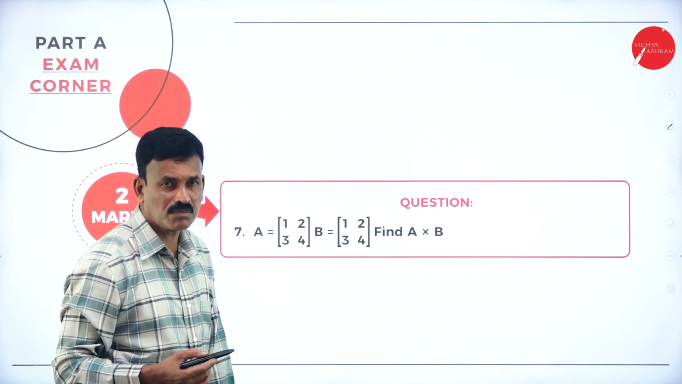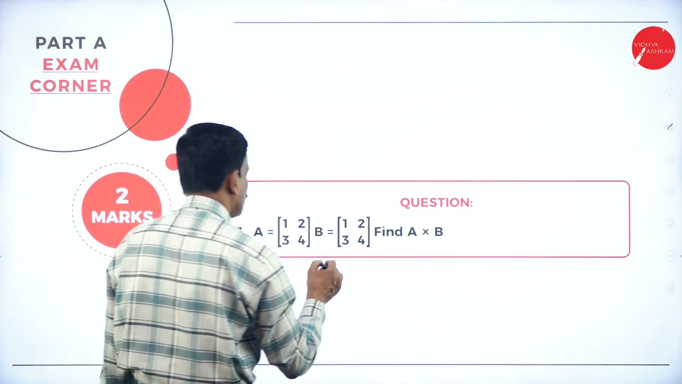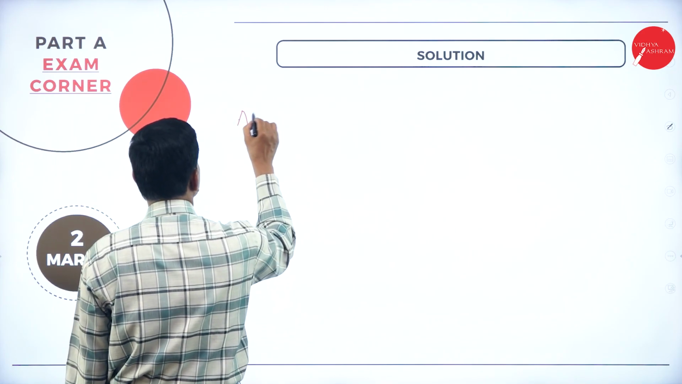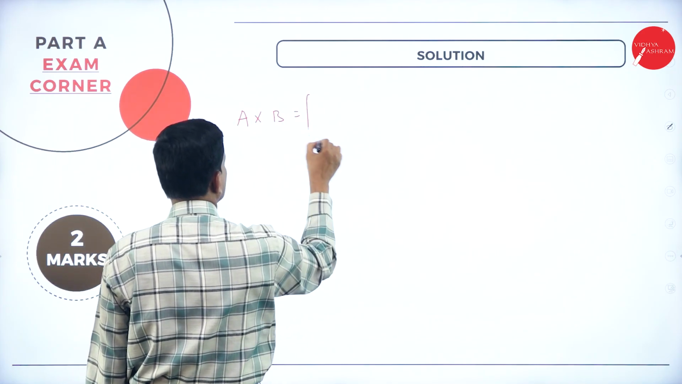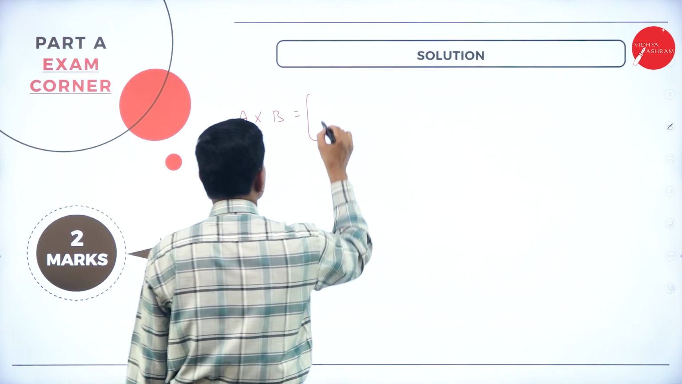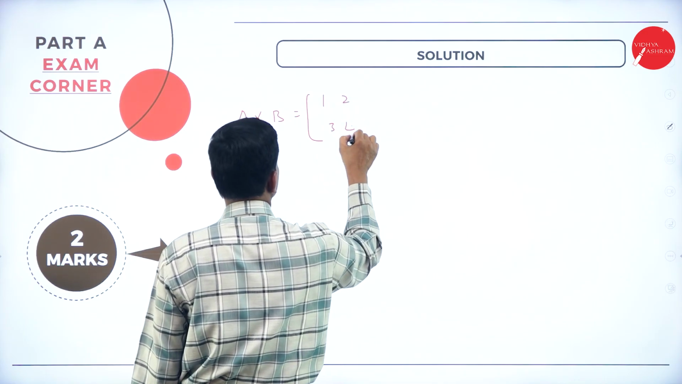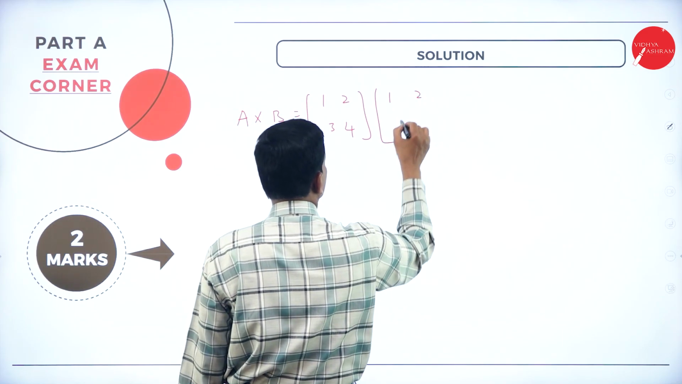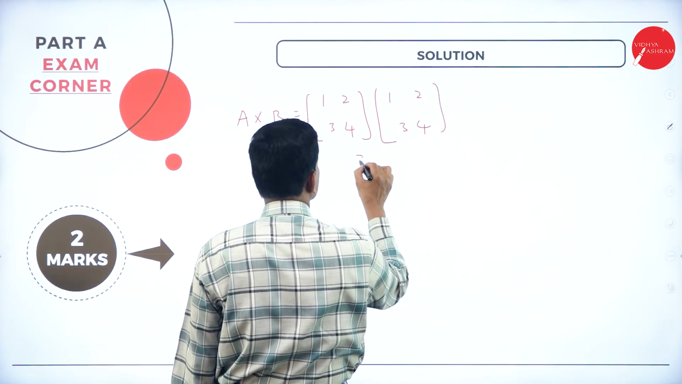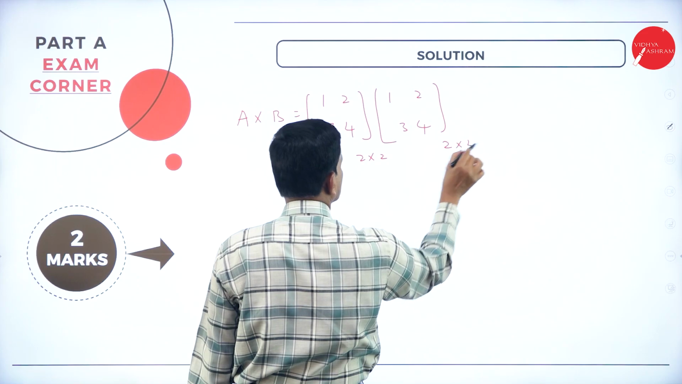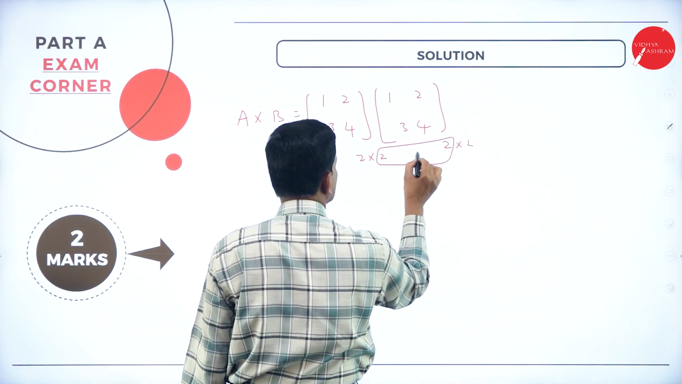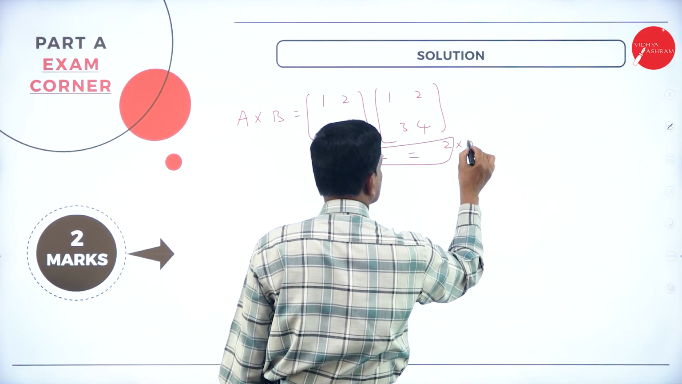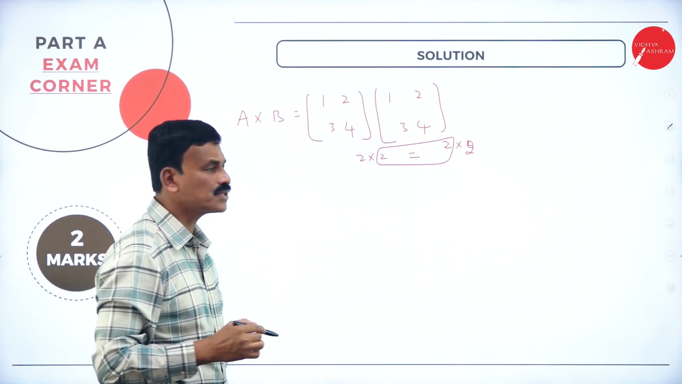So, this is nothing but matrix multiplication. Just write down A into B. What is A? A contains 1, 2, 3, 4, and B is equal to 1, 2, 3, 4. So, this is 2 rows, 2 columns, and 2 rows, 2 columns. These two elements are the same, so we can multiply, and the matrix we are going to get is of order 2 rows, 2 columns.